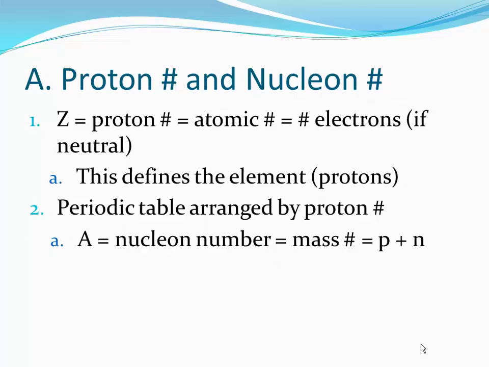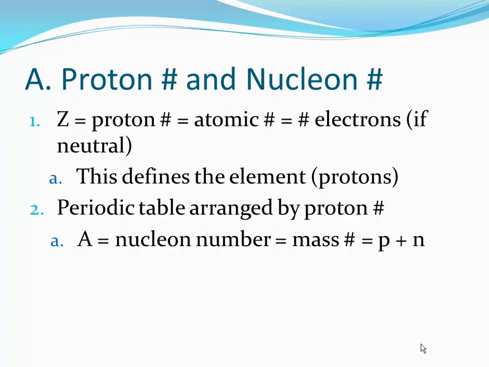2.3, nucleus, neutrons, the nucleon. Pretty simple. We reviewed this a little bit in chapter 1. But the proton number is the same as the atomic number and the same as the number of electrons if it's neutral. This defines the element, the protons. So if you have 11 protons, you have to be sodium. If you change the protons, you change the element.